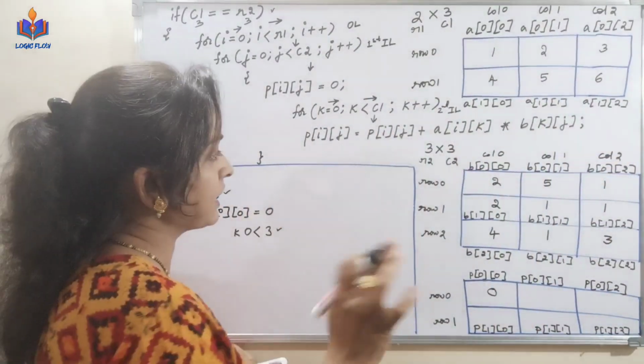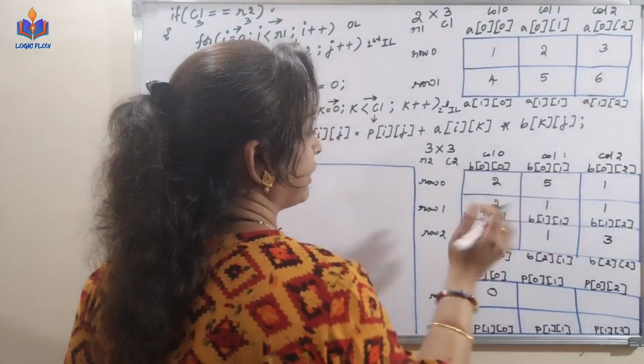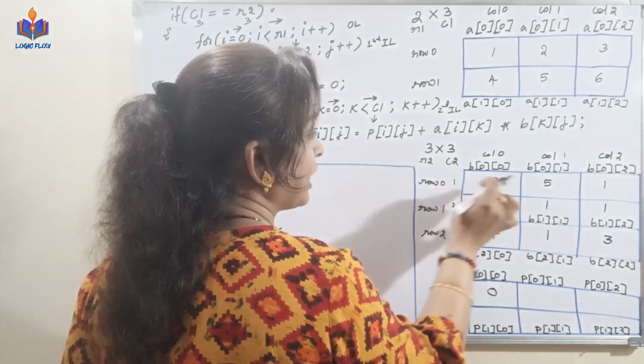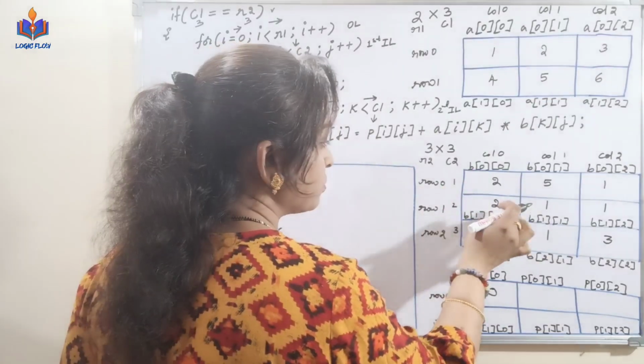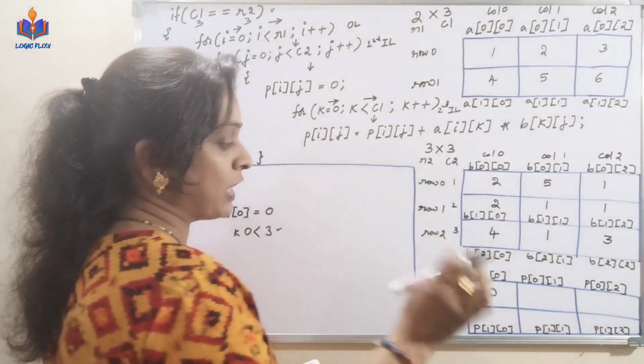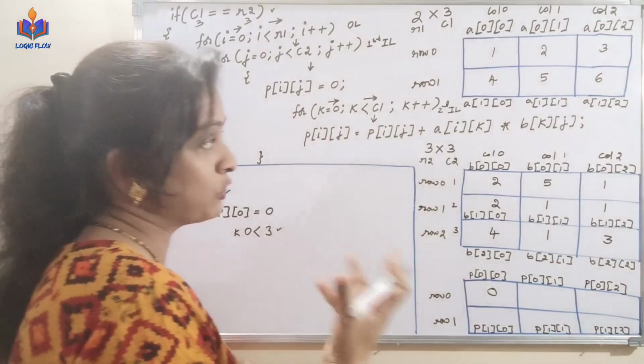Look at this line. I have to bring this 1, 2, 3 here. Let me write it here. 1, 2, 3. So I need to do 1 into 2 plus 2 into 2 plus 3 into 4. Then I get one value. That value will be stored here. That I need to do now with this loop. So let us see how we are going to get that value.